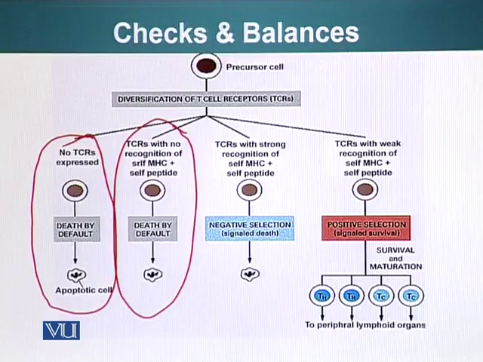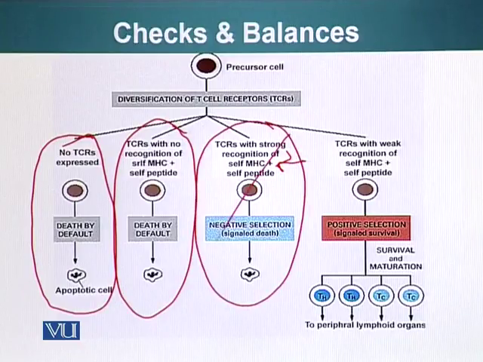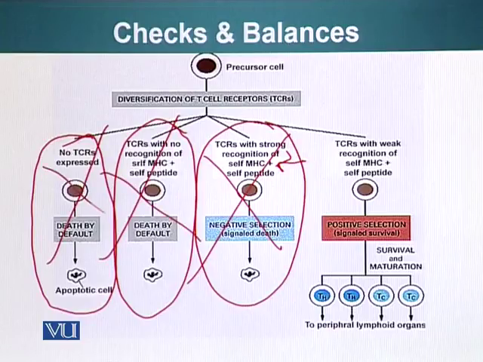T cells which can bind self MHC molecule and self peptide, where this interaction is strong, can cause an autoimmune reaction. Recognition by strong interaction basically means that the T cell is going to become activated. You don't want any T cells that can recognize self molecules by strong recognition and destroy them. So these T cells will also be eliminated. So we are eliminating T cells that are useless to us or can cause damage to the host tissue.